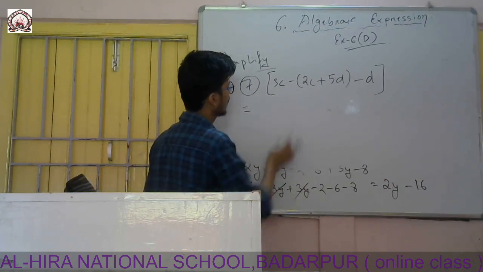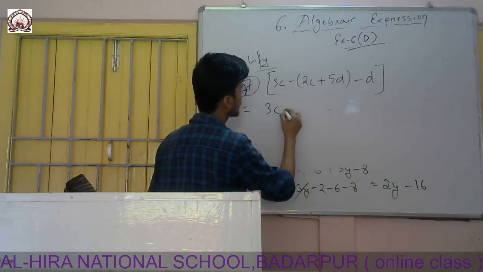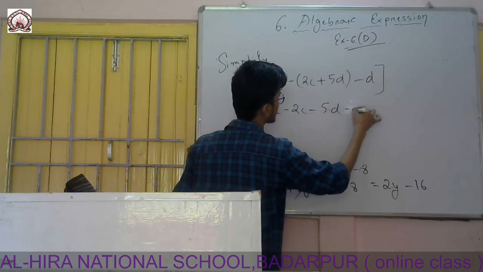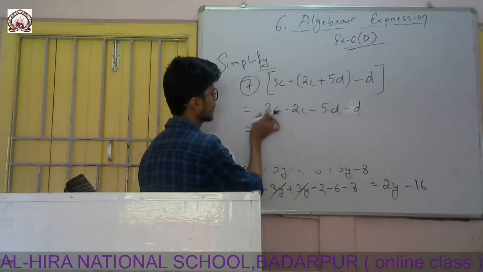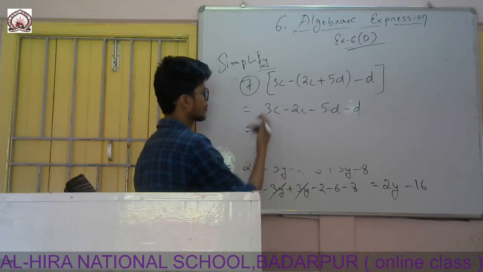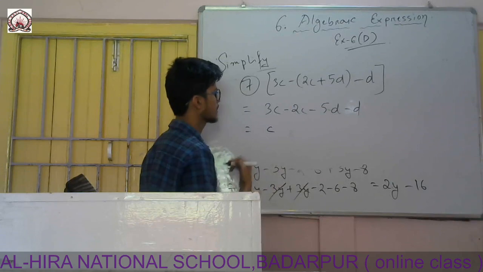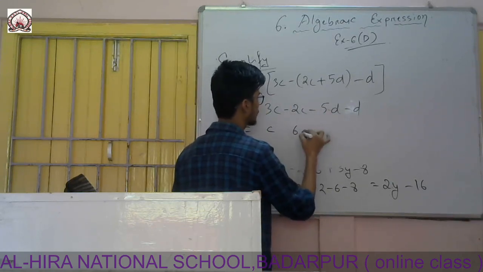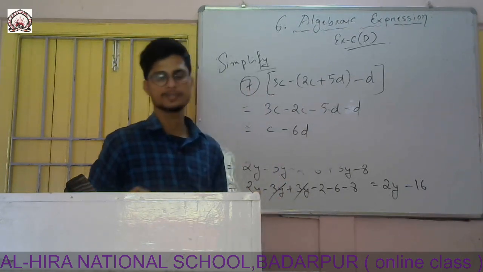First of all, I'll do this bracket part: 3c minus plus it will be minus 2c, minus plus it will be minus 5d, and at last it is minus d. So like terms you see, plus minus it will be minus, 2 minus 3 minus 2 it will be 1, so only c. And again minus minus it will be plus, 5 plus 1 it will be 6d, and the sign will be minus, so c minus 6d.